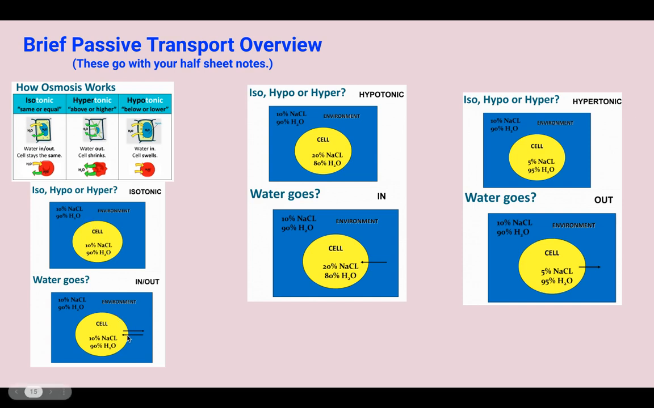This means that water is going to move in and out at the same rate, because we have the same amount of salt and the same amount of water on either side of the cell, inside and outside. That means that it is happy. It is balanced. It is in equilibrium. That's where it wants to be.